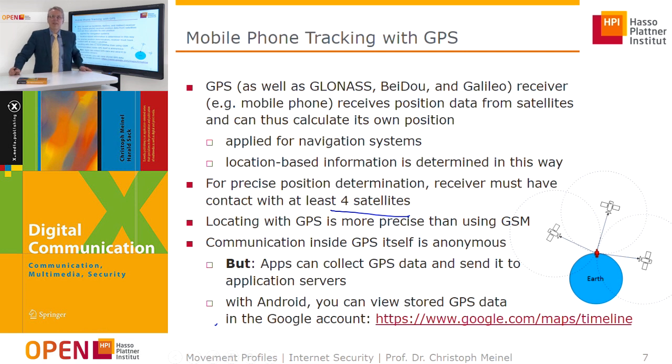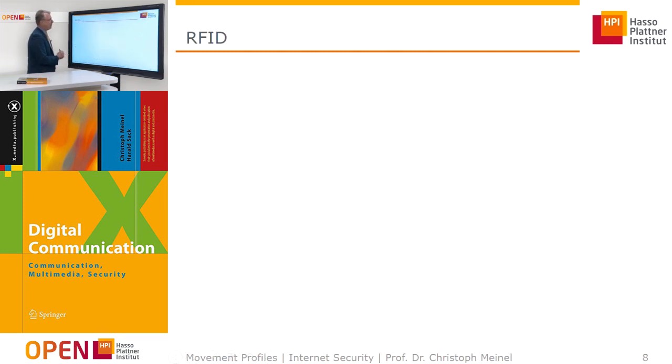So for example, with Android systems, you can view stored GPS data in the Google account. Here is the website. You can find out the location data of a person. This was what is possible with smartphones and devices over GSM or GPS.